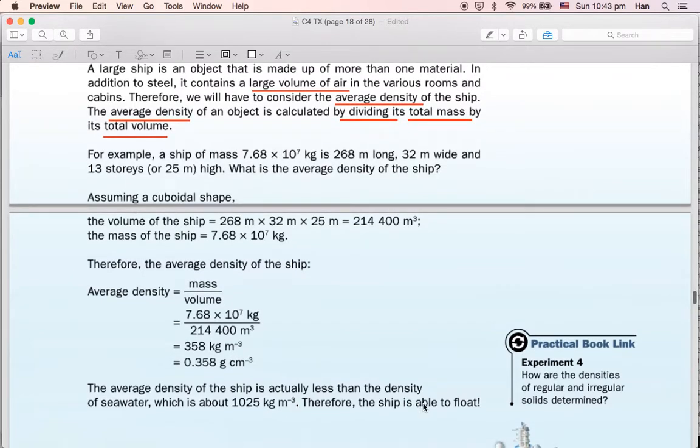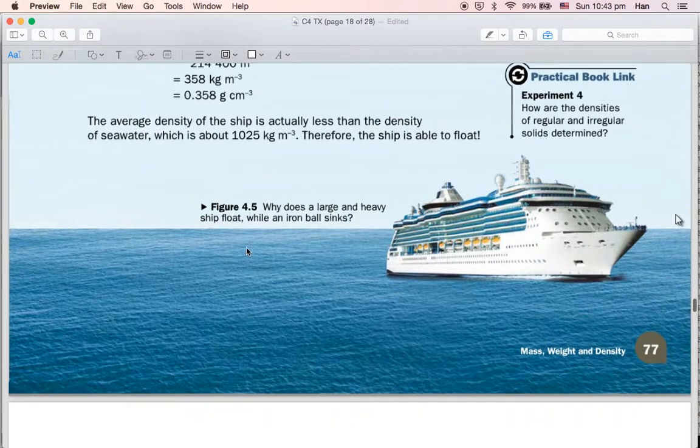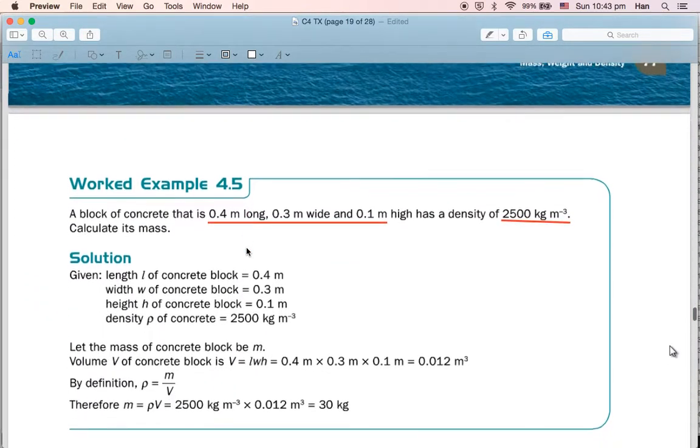Therefore the ship is able to float because most of the mass of the ship is not steel alone. There's a lot of air, and the mass of air is very, very light. Alright, so here's one example.